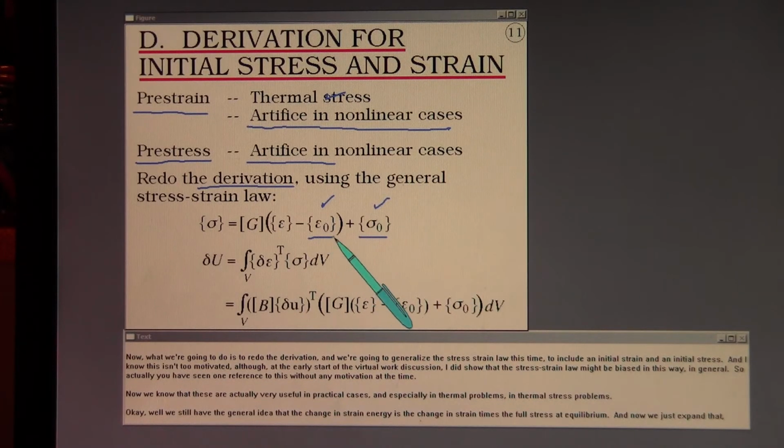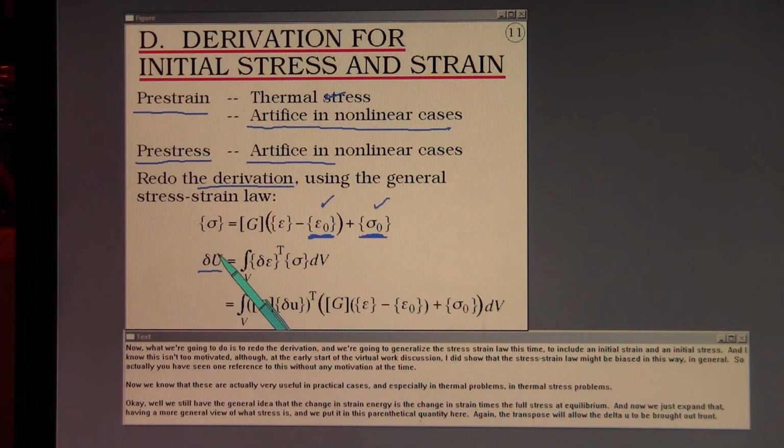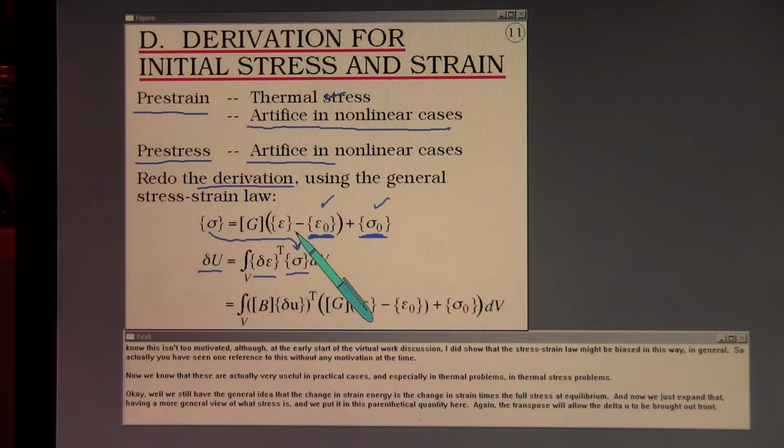Now we know that these are actually very useful in practical cases, and especially in thermal stress problems. Okay, well, we still have the general idea that the change in strain energy is the change in strain times the full stress at equilibrium. And now we just expand that, having a more general view of what stress is, and we put it in this parenthetical quantity here. Again, the transpose will allow the delta U to be brought out front.